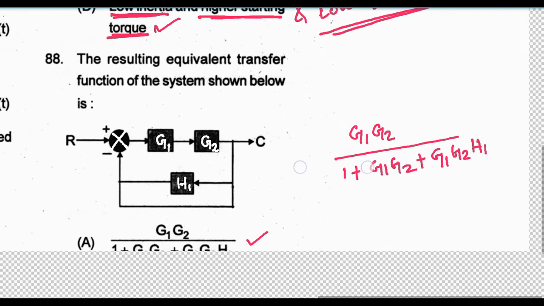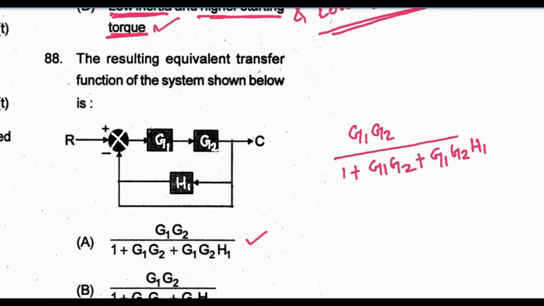Next question is the resulting equivalent transfer function of the system shown below. So here the block diagram is given, and we have to find out the transfer function. So first we have to find out the forward paths. What are the forward paths? One forward path here, and there is no other forward path. So here G1 and G2 is the only forward path.